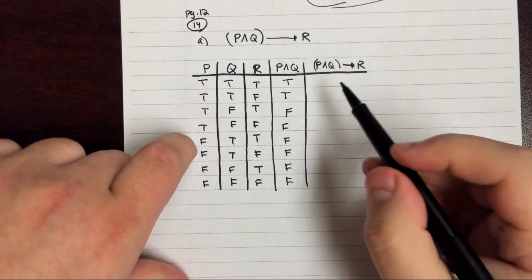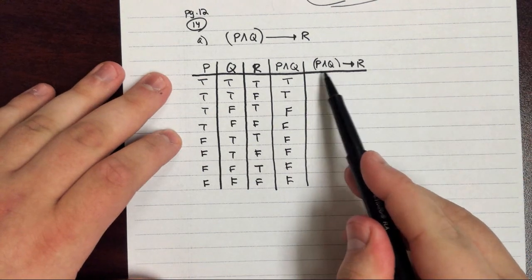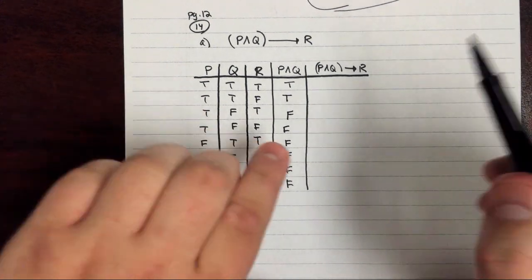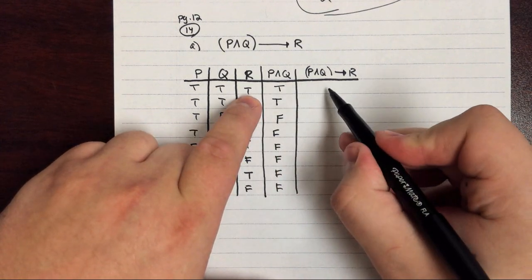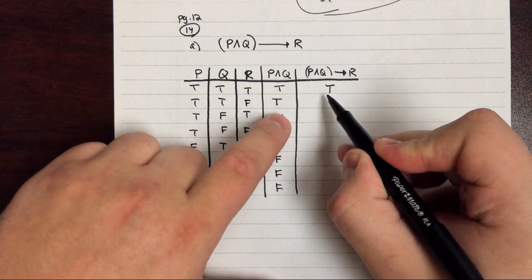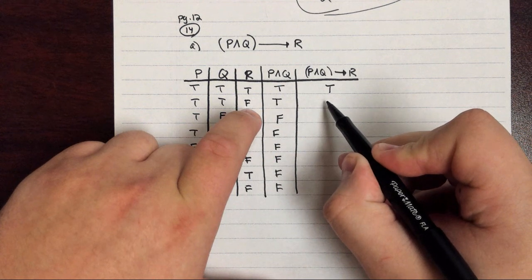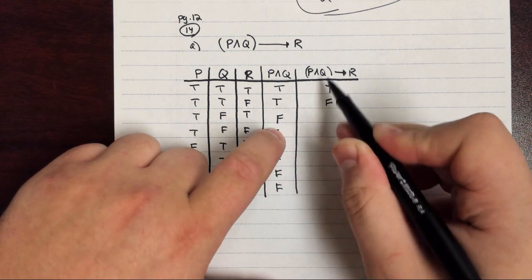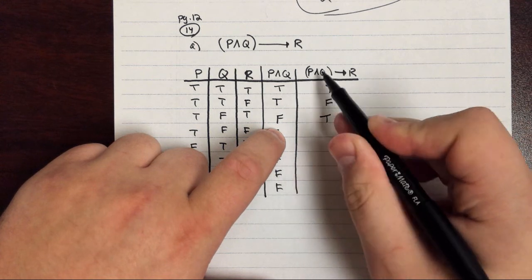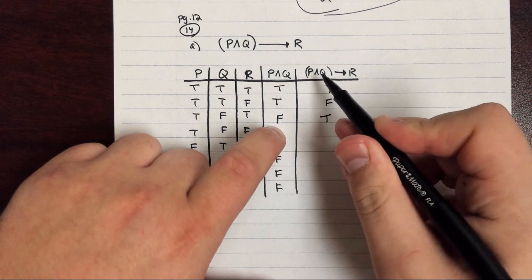Gotcha. Okay. And then P and Q implies R. So if this is true and this is true, then the whole statement is true. True and false: false. False and true: huh? True. Vacuously true, right? If the first part's false, then it's true by default.